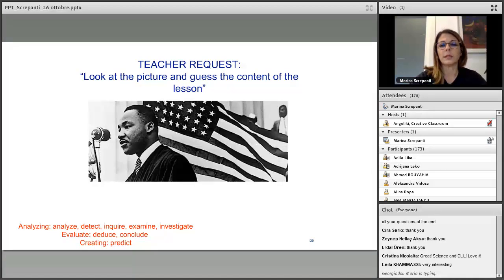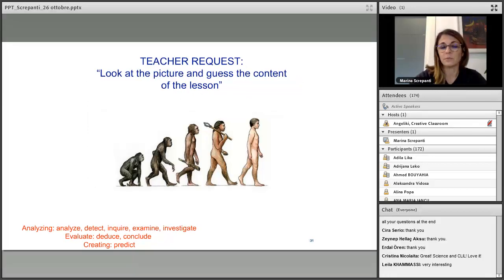Or look at the picture and guess the content of the lesson. Maybe they don't know who this person is, but they can try to understand or to guess. Maybe they know this image and they can try to understand, but they can tell it in different ways. We can collect all the ideas, and then obviously at the end we have to say, okay, yes, the topic of the lesson is this.